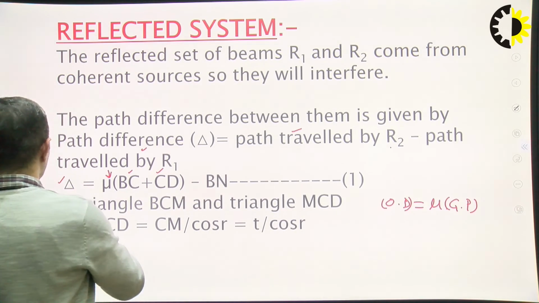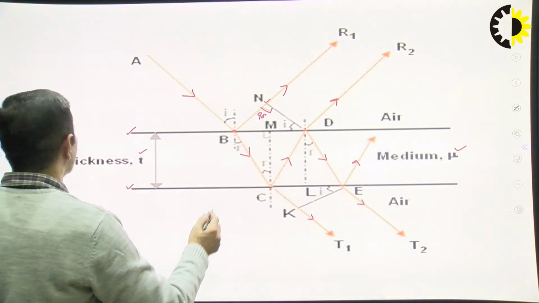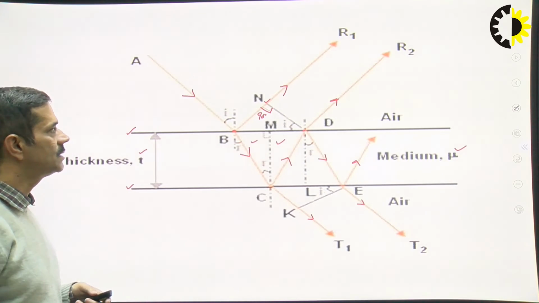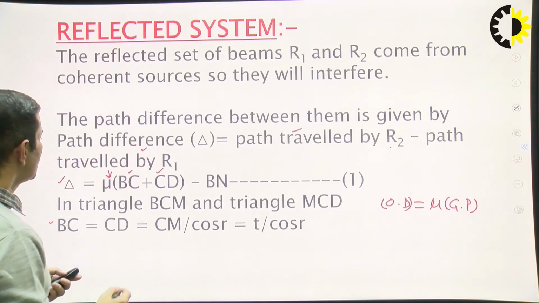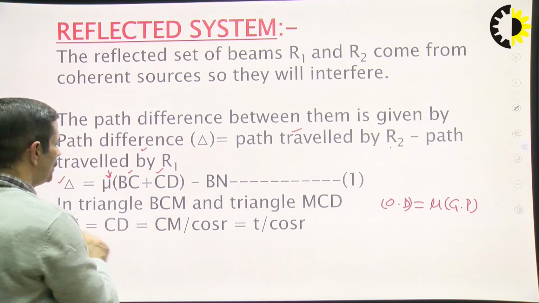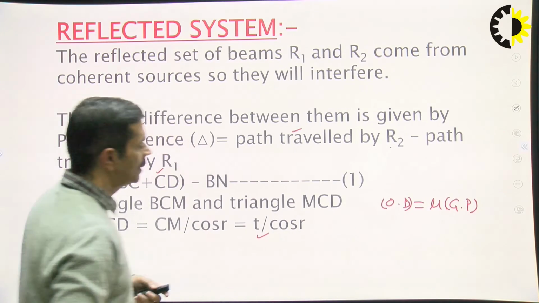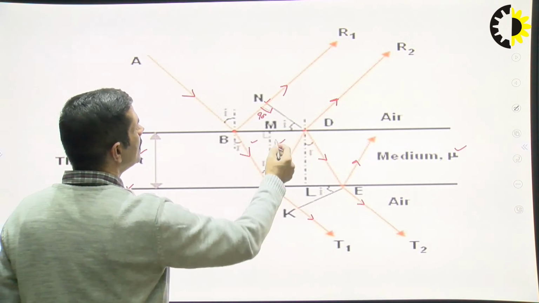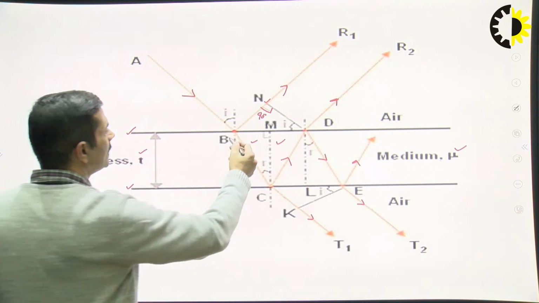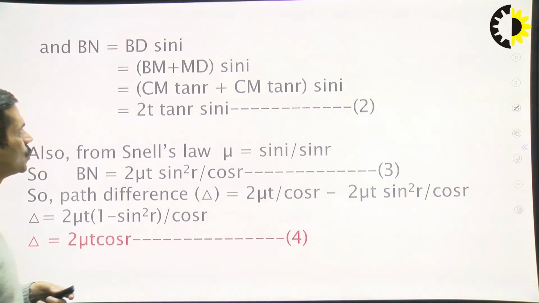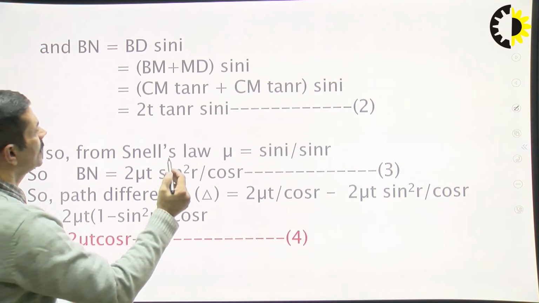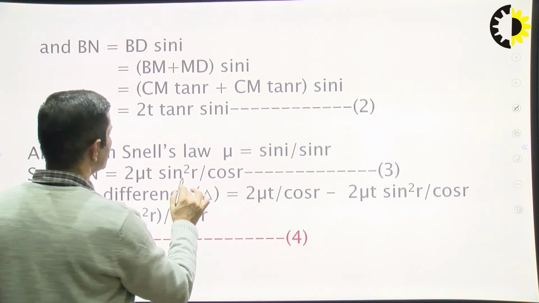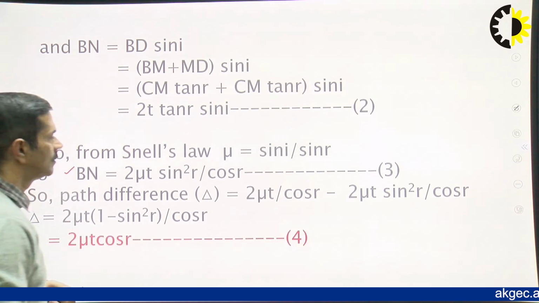Now by using the triangles BCM and MCD, we can get the values of BC and CD, and each will be equal to T by cos R. Similarly, by using triangle BND, we can get this distance BN, which can be achieved here. BN will be 2 mu T sin square R by cos R.